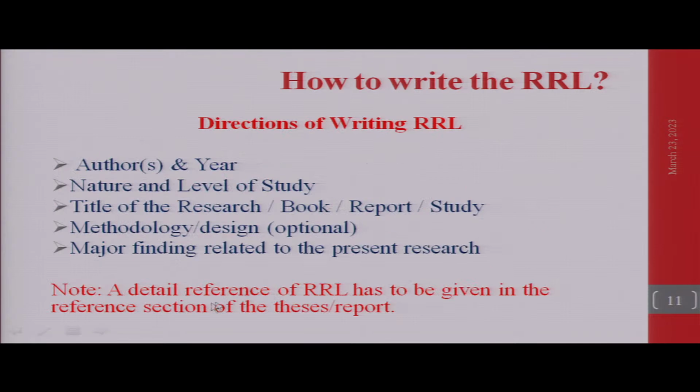And here let me focus on certain directions on how you have to write the review of related literature in your study. First of all, you have to mention the author's name and year of the study, the nature and level of the study, the title of the research, book, report or study that you have examined, then the methodology or design of research that has been used. It is optional, but if it is possible, you can do that. Then the major findings related to the present research. So what are the major findings?